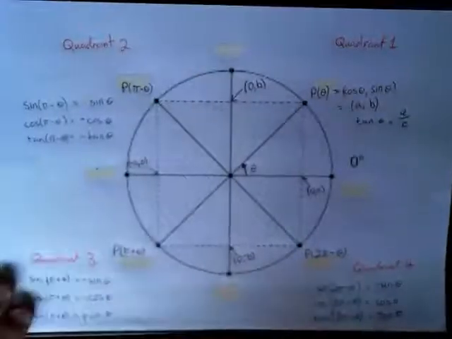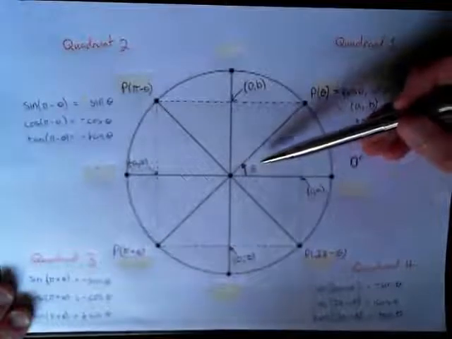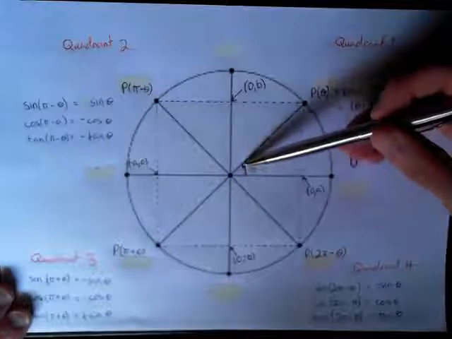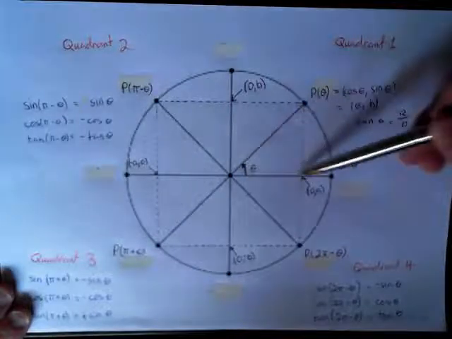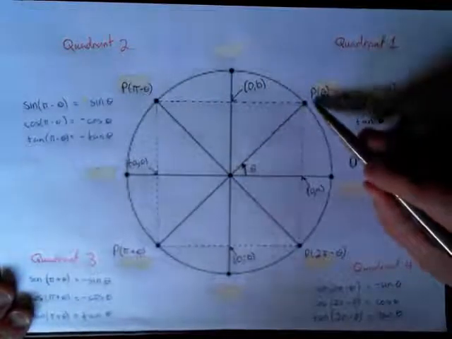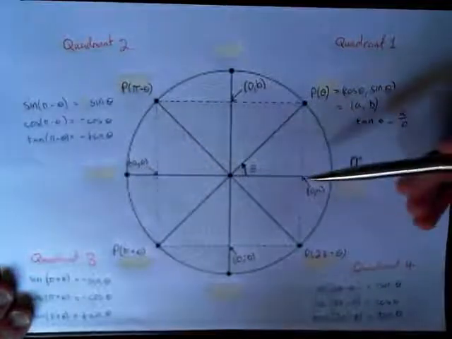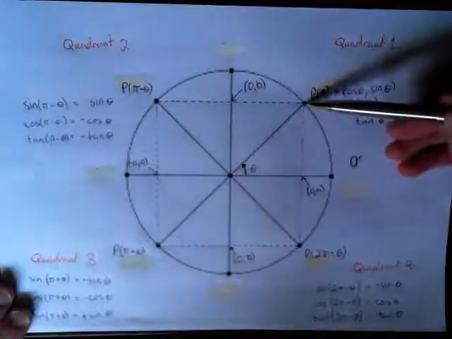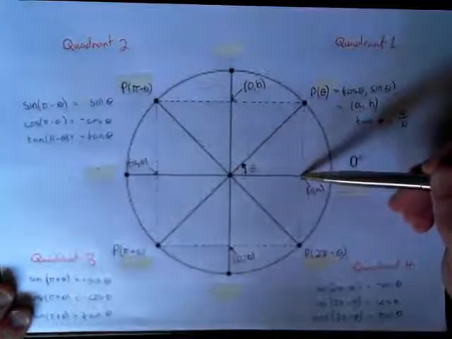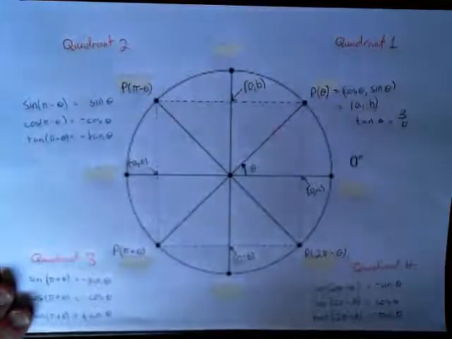So what I mean by that is that we've got theta here in the first quadrant. That's the angle from the x-axis going in the anti-clockwise direction. Now the coordinates of this point P represent cos theta, sin theta. This length here represents sin theta. This length here represents cos theta. We've worked with the first quadrant, and we know it very well.